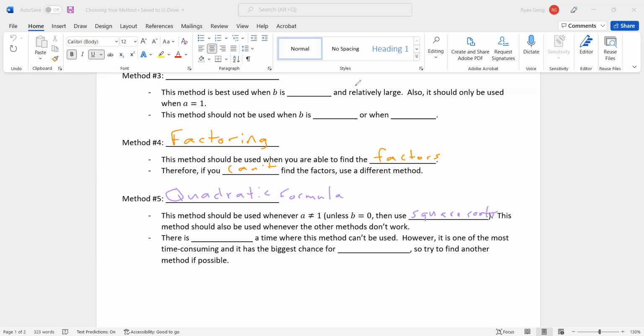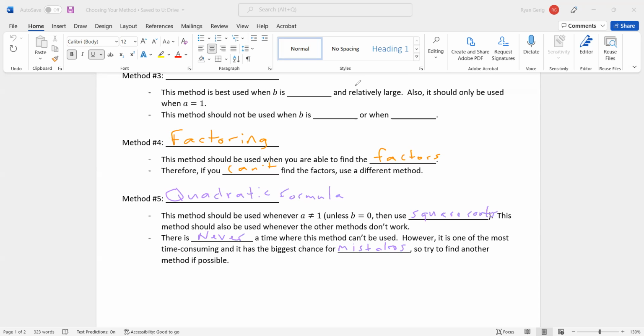All right. There is never a time when this method can't be used when we're talking about quadratics. However, it is one of the most time-consuming, and it has the biggest chance for mistakes, in my opinion. So I would try to find another method if possible. This is kind of my last resort method.